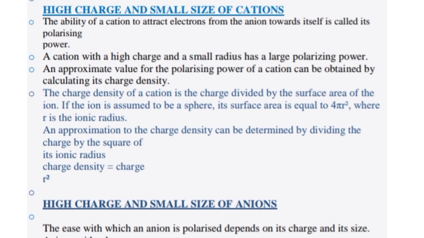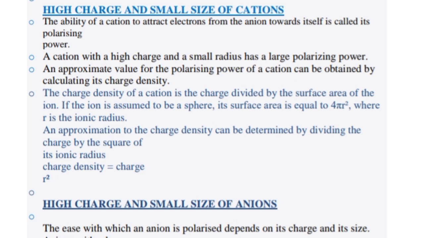High charge and small size of a cation, simply the ability of a cation to attract electrons from an anion towards itself, is called polarization. You can also state it as the ability of a highly electronegative element to attract a highly electropositive element is called polarization, or the polarizing power of an element or an ion basically. A cation with a high charge and small radius has a large polarizing power.